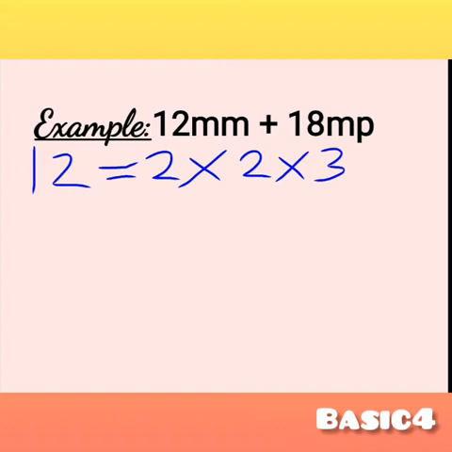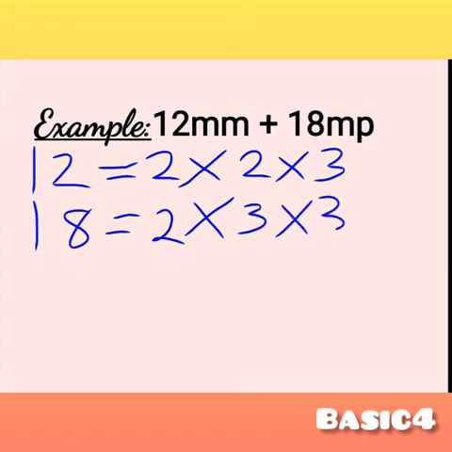Let's do same for 18. 2 goes into 18 is 9. 2 cannot go into 9, but 3 can. 3 goes into 9 is 3 itself. So the prime factors of 18 are 2 times 3 times 3. Now the common factors here are 2 and 3. So the highest common factor of 12 and 18 is 6.